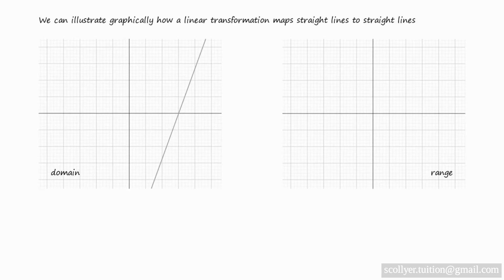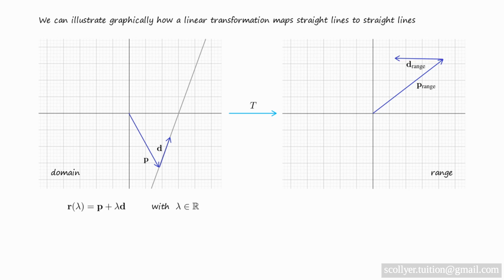And now we can illustrate graphically how a linear transformation maps straight lines to straight lines. So on the left in the domain we have a straight line which is defined by the vectors p and d, where d is the direction vector, and the linear transformation T maps p to p_range and d to d_range. In the domain the line is described by r(λ) = p + λd. r(0) = p, r(1) = p + d, r(2) = p + 2d.